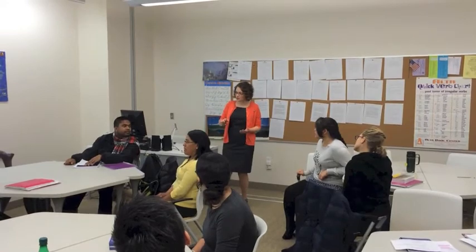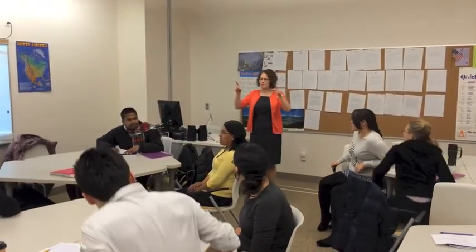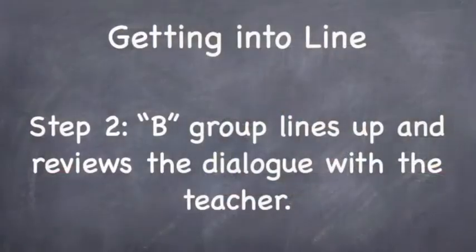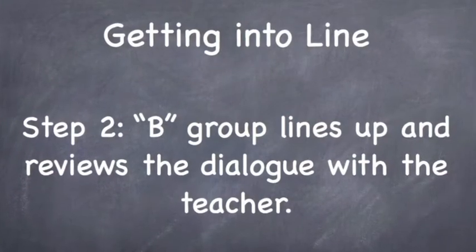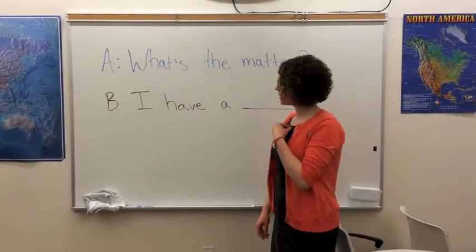We are going to count off for the next activity. So A, B, A, B. Okay. A, B, A, B, A, B, A, B, A. Okay. If you are a B, please stand up and go to the back of the room. Mm-hmm. I am A. Okay.